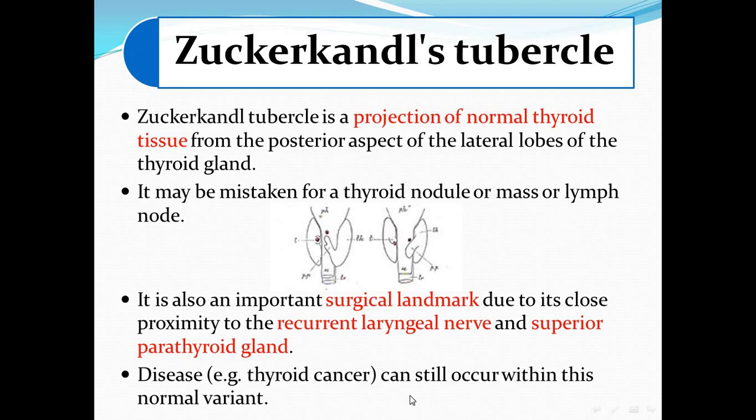Another point is that this variation can also be susceptible to diseases similar to the normal thyroid tissue, so cancers and goiter. I saw a case of retrosternal thyroid goiter. It was at a projection which is projecting from the thyroid gland. So it was this variation.